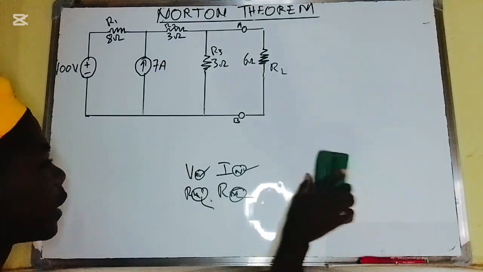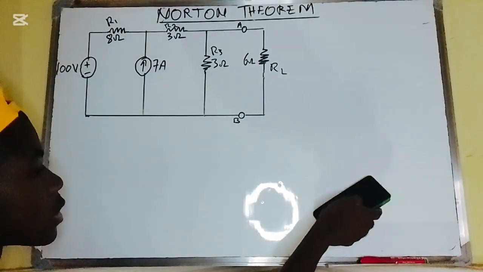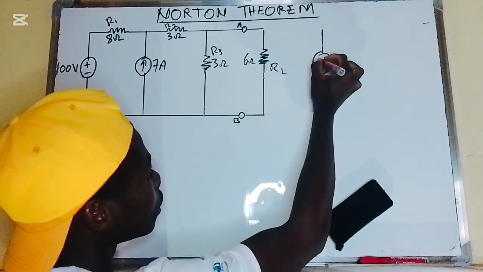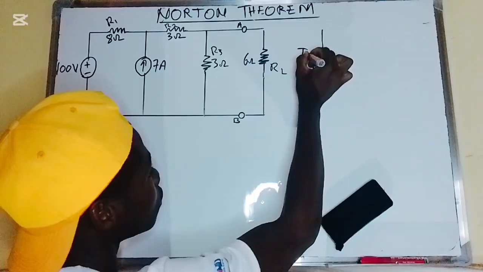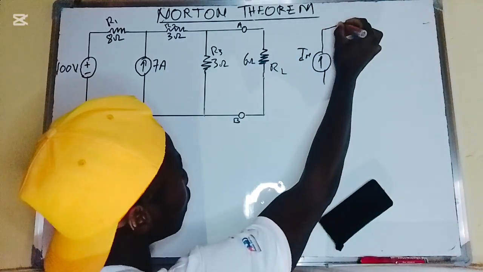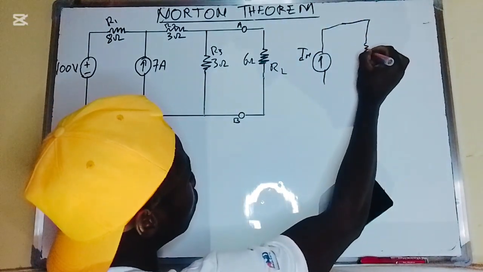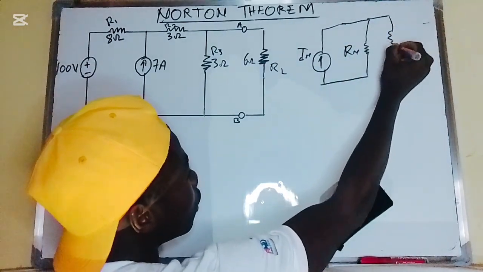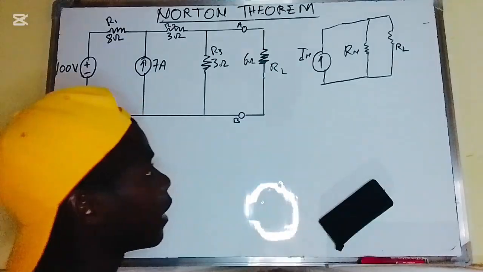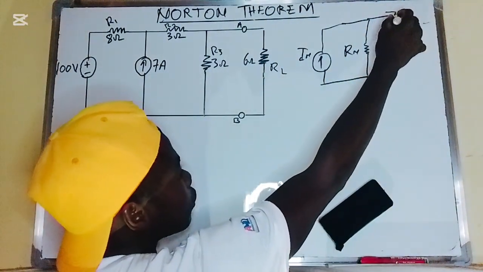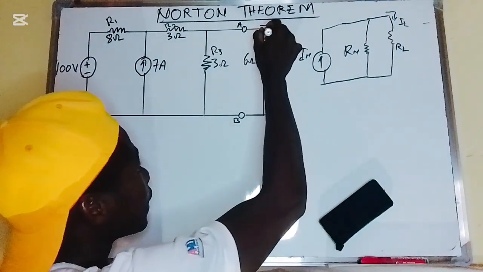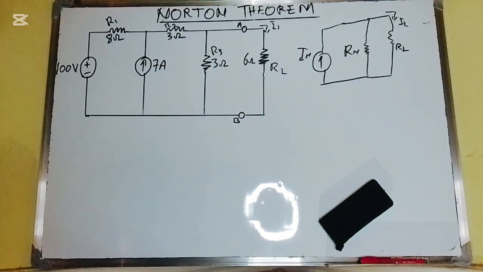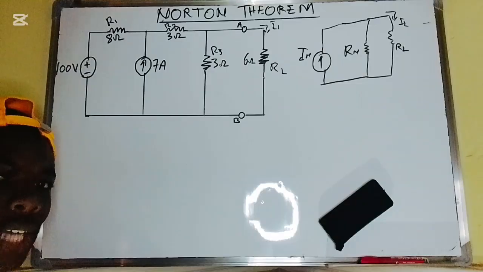The basic idea to know in Norton's theorem is that there is a circuit. I have a current, this is the Norton's current, this is Norton's resistance, and this is RL, and we are asked again to find the current through this RL. The Norton's resistance is the same thing as finding the Thevenin resistance.